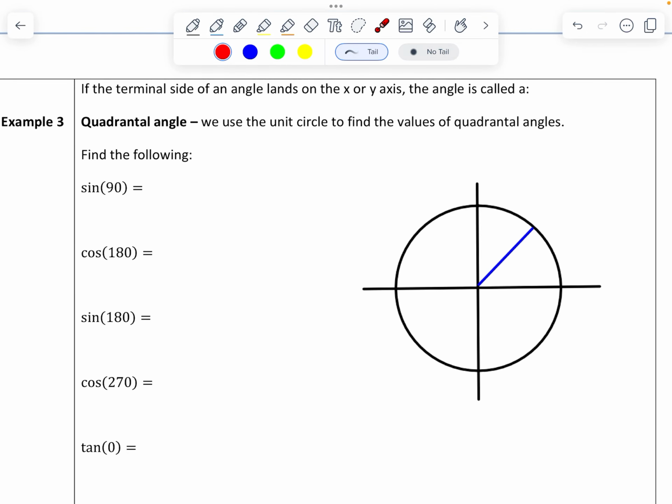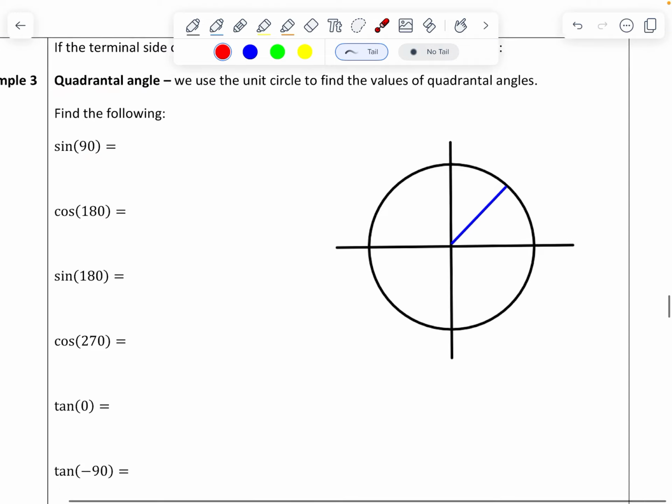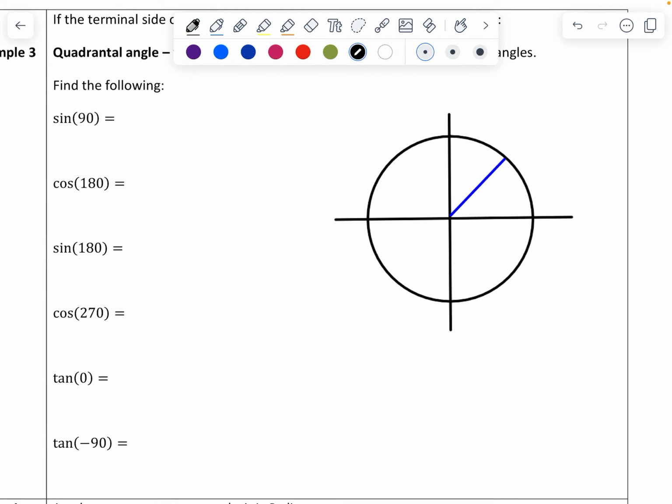Those angles where the terminal side lands on the x or y axis are called quadrantal angles. Like 90, 180, 270, those are our quadrantal angles. Let's label this again real quick. We've got a radius of 1. We're going to assume it's our unit circle, which means that this point here would be the point (1, 0), then over 0, up 1, (-1, 0), and (0, -1).